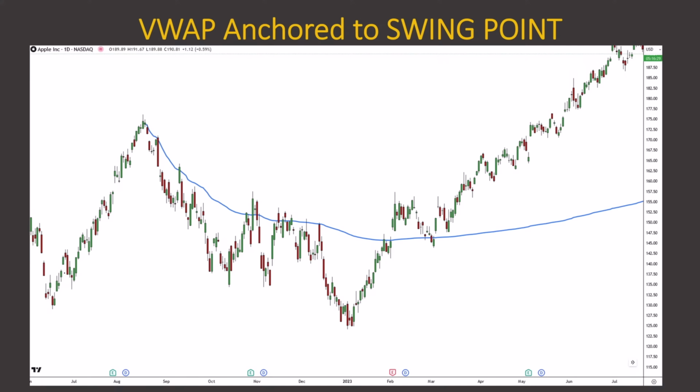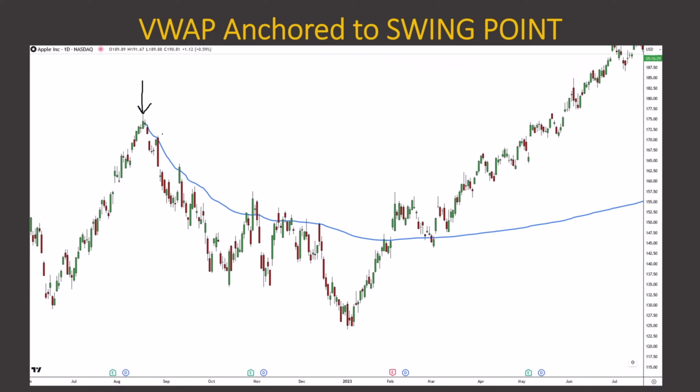Now, if you look at this chart, and this is, by the way, Apple daily chart, what's the most prominent place here, the most prominent swing point? It's this one, right? Everybody looking at this chart sees that. So you want to anchor the VWAP to this candle which created that swing high. And VWAP shows the average trader since that point. So you want to trade pullbacks to that.